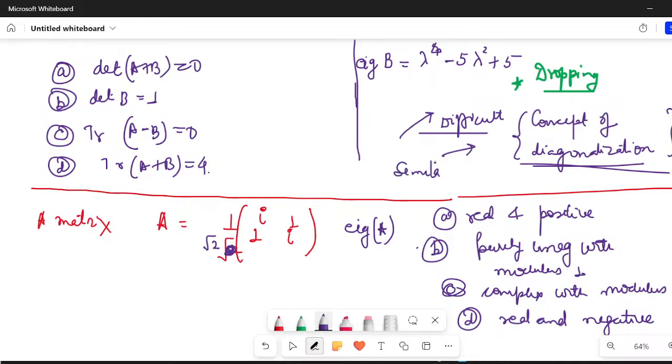But remember, in physics, many times you will find questions being asked from the similarity concept or the concept of diagonalization, because this is very important for us. So please do remember this question. I'll do it for you tomorrow, but right now we'll do some easier questions.